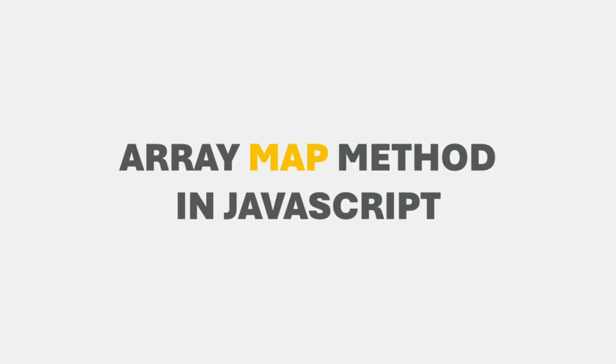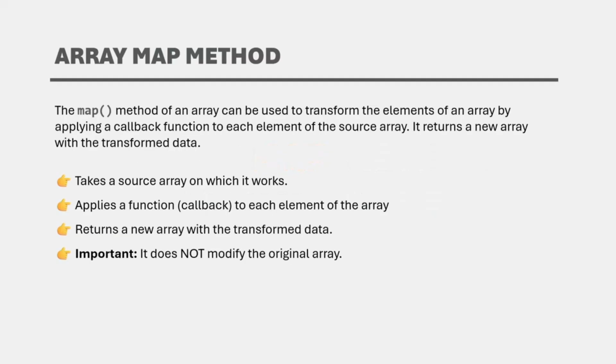Map is an array method. You can use a map method on an array. So the map method of an array can be used to transform the elements of an array by applying a callback function to each element of the source array. And at the end, it returns a new array with the transformed data. Let's try to understand the map method with an example.